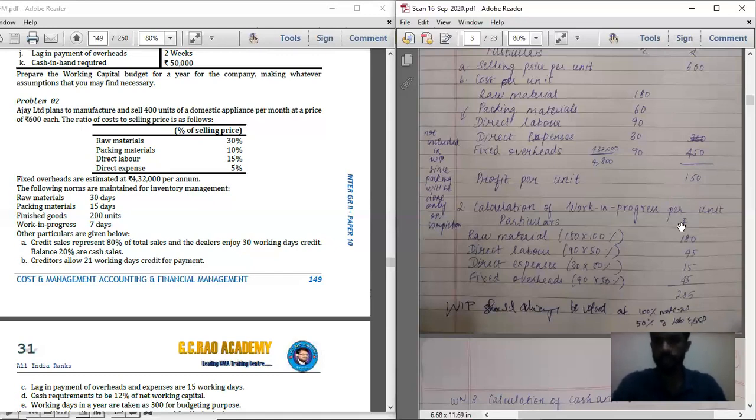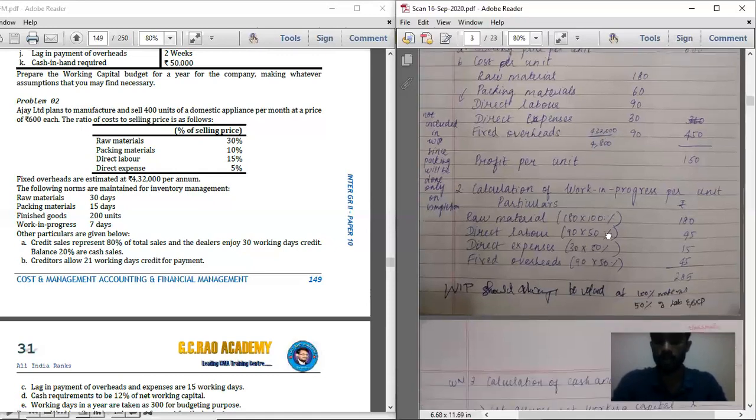Now total the amount column: 180 plus 45 plus 15 plus 45. So 285. Amount column 285. Total it. So total is 285. In respect of the 285, put work in progress per unit.